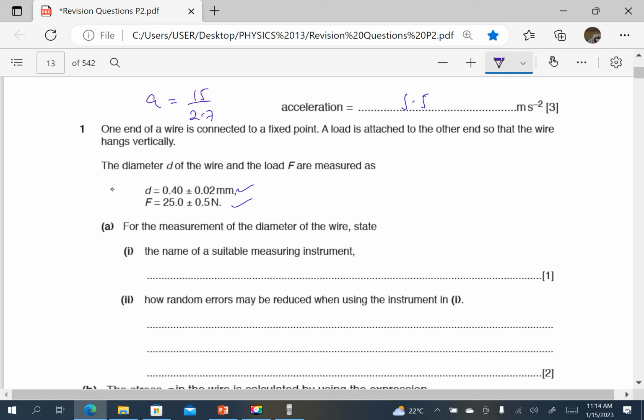For the measurements of the diameter of the wire, state the name of a suitable instrument. For the measurements of the diameter, look at the diameter, 2 decimal places in millimeters. I think that is a micrometer screw gauge. It can also be a digital caliper or digital calipers.